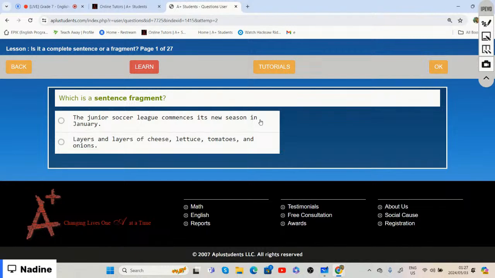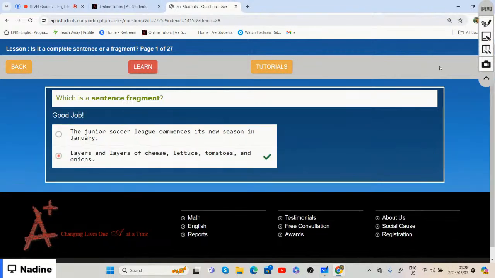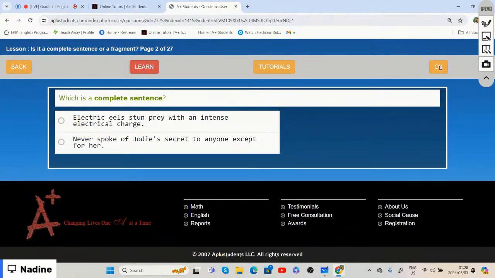So basically, sentences are words where you have your subject as well as your predicate, right? Whereas fragments do not have that. So we can then say the junior soccer league commences its new season in January. Or we can say layers and layers of cheese, lettuce, tomatoes, and onions, right? So that is a sentence fragment.